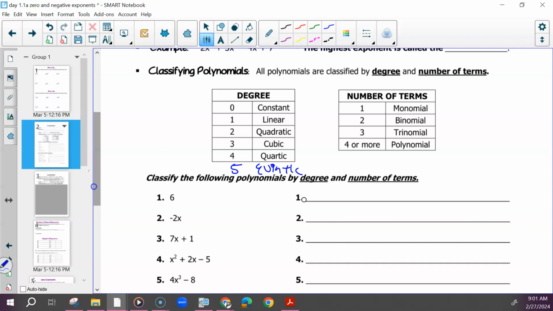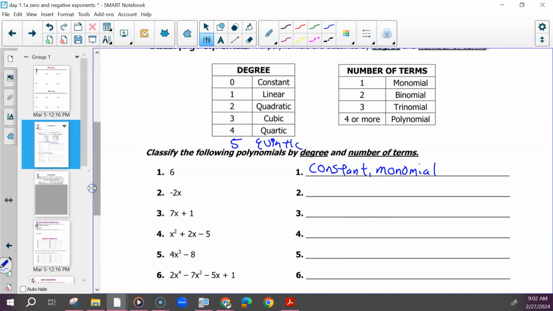So for number 1, what would the degree and number of terms be? Constant monomial. So these are specific number of terms for all of the polynomials in general. So this is technically a monomial polynomial. It's weird. So when you see classified polynomials, it's not talking about specific, the polynomial 4 terms. It's just talking about all of them in general.